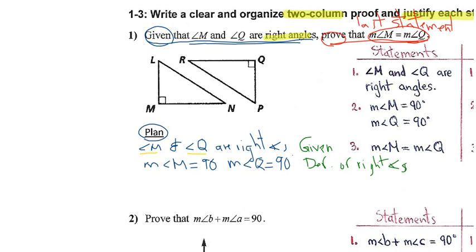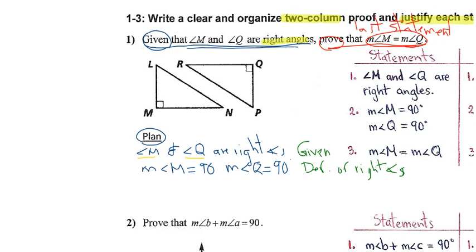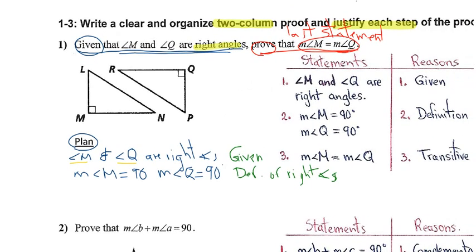And now look at what we have right now. We have the following thing. We have these two equations. Measure of angle M equal to 90 and measure of angle Q is equal to 90. So look at what we need to get. We need to get exactly this thing over here. Measure of angle M is equal to the measure of angle Q. So how can I connect these two equations and make these two equations into one?